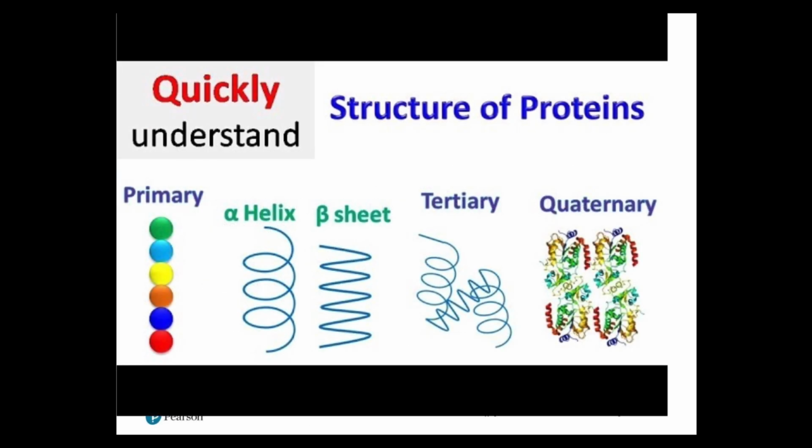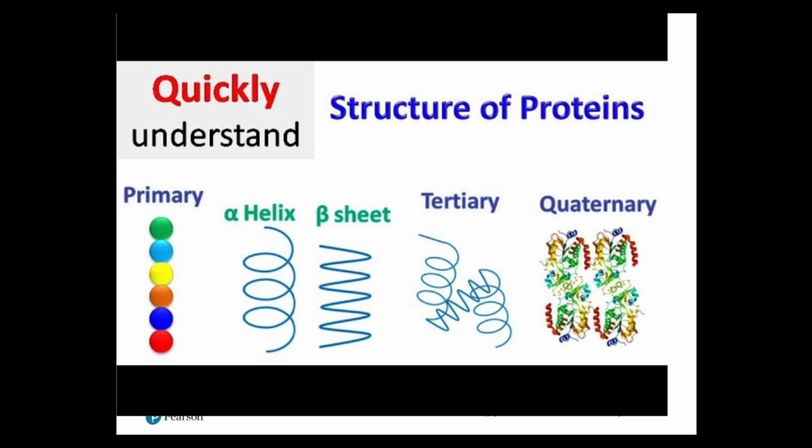This figure shows a very simple way of showing the four levels of protein structure. The primary is just those little beads. Those would be the amino acids, just a sequence of amino acids. Secondary structure, you end up either with an alpha helix or beta pleated sheet. Sometimes in a molecule you would only have alpha helix, or only beta pleated sheets, or in some complex protein molecules you would have both of them.